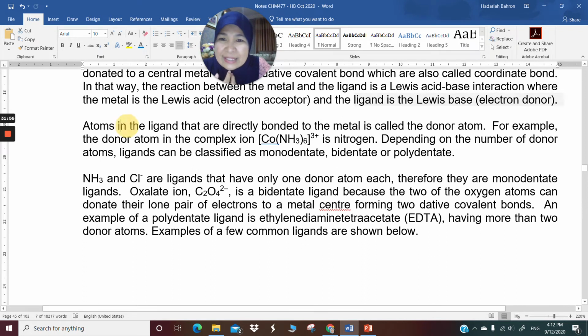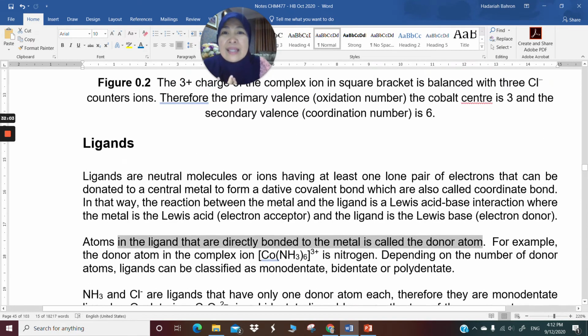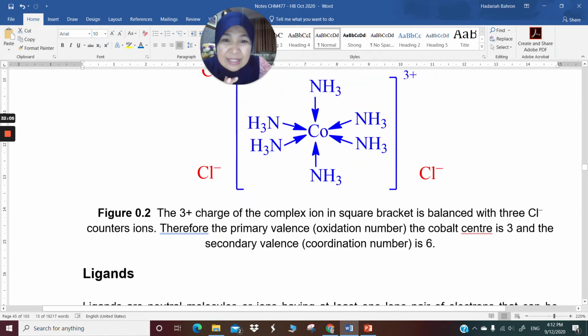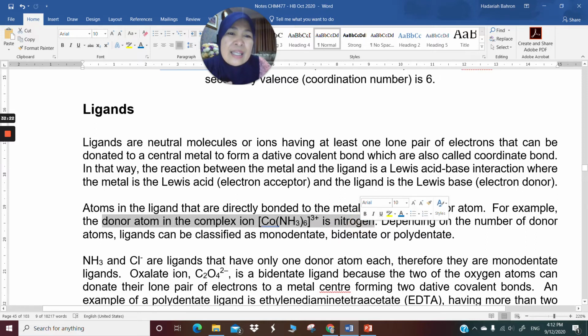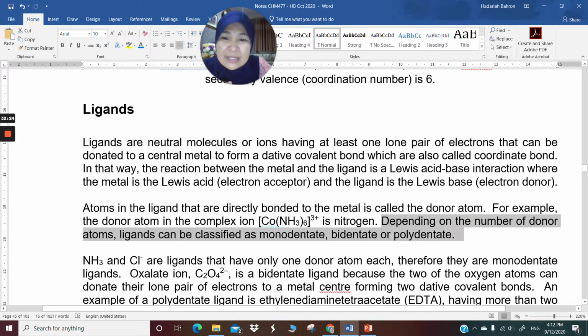Now, atoms in the ligand that are directly bonded to the metal are called the donor atom. Like you have ammonia, the nitrogen, this nitrogen has a lone pair of electrons. So it is the donor atom. Hydrogen is not the donor atom. Nitrogen is the donor atom. For example, the donor atom in the complex ion Co(NH3)6 3+ is nitrogen. Now, depending on the number of donor atoms, ligands can be classified as monodentate.